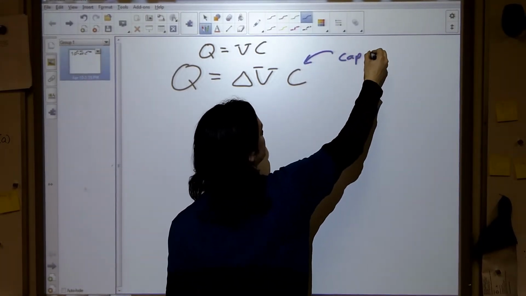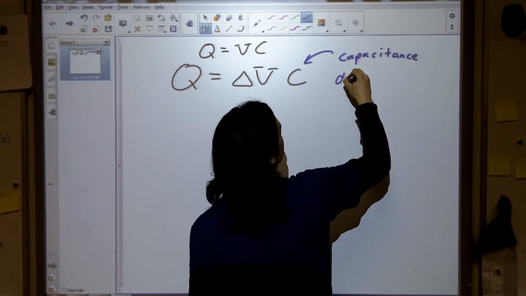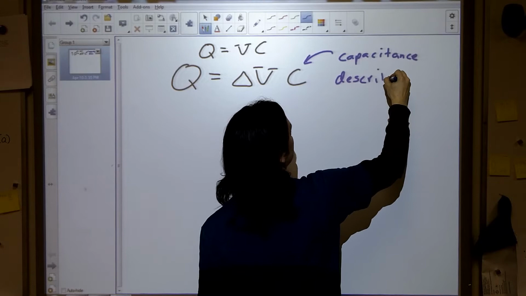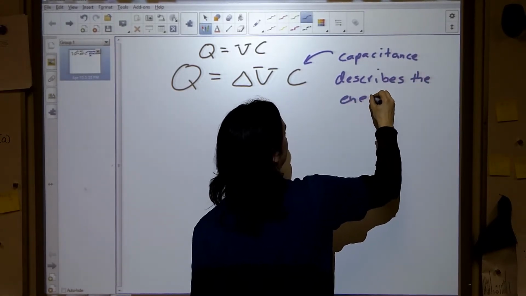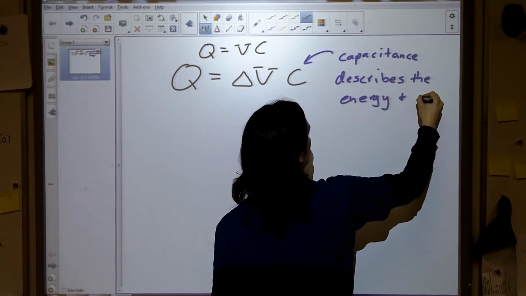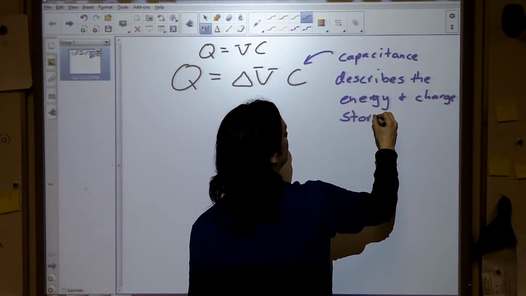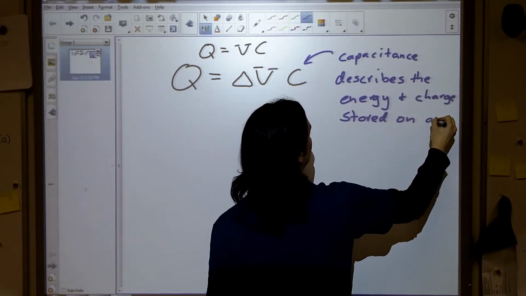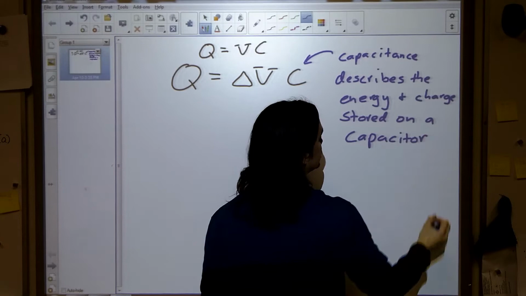It's called the capacitance. And it describes the energy and charge stored on a capacitor.